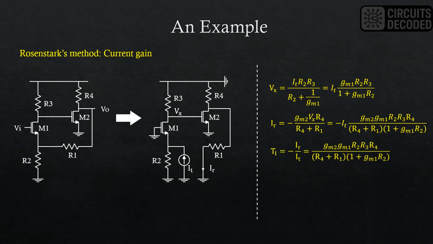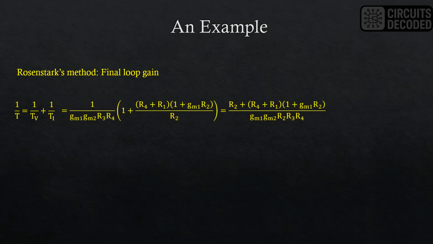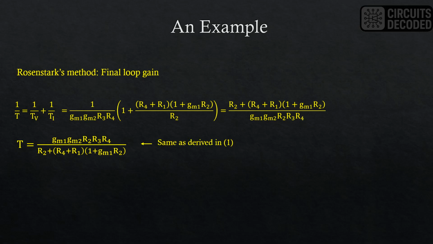Now by taking the ratio of Ir and It, we can find the loop current gain as shown in this expression. Now using the Rosenstark's loop gain equation, we can find the reciprocal of the overall loop gain as shown in this expression. Taking its inverse, we can get the final loop gain value T as shown here. By comparing this result with the one derived using the common technique, we see that both results are identical.